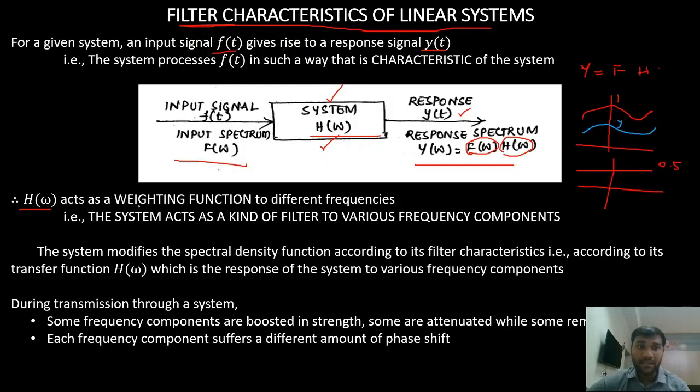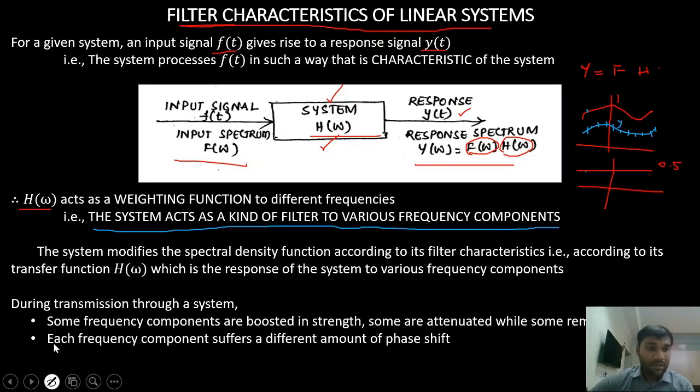H of omega acts as a weighing function to different frequencies. At this frequency, what is my f of omega? What is my h of omega? Both are multiplied to give my y of omega. So this is carried out for every frequency in my output spectrum. So I can say h of omega acts as a weighing function to different frequencies. That is, the system acts as a kind of filter to various frequency components.